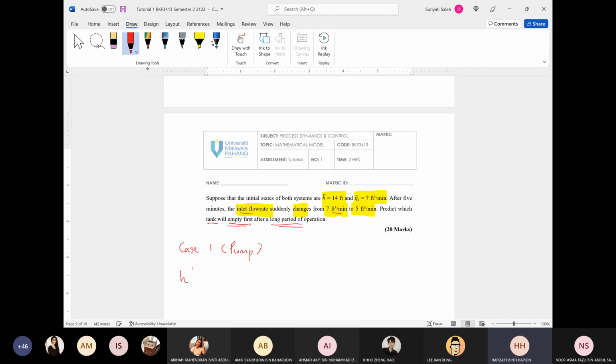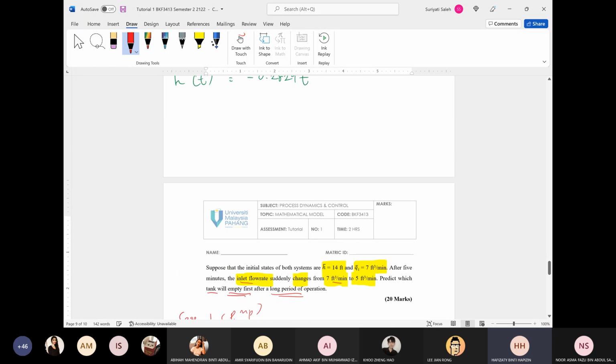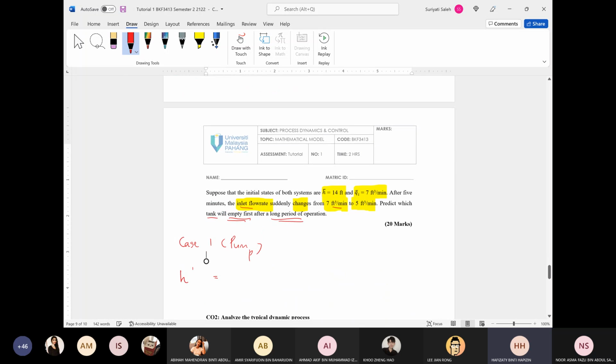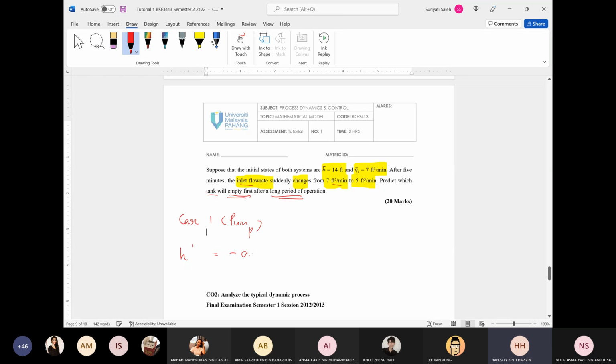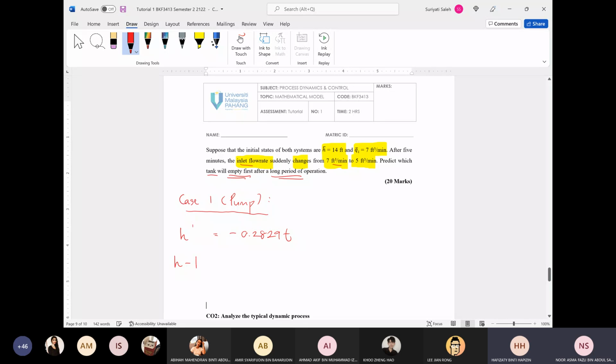H prime equal to 0.2829 T. Alright, so now we know that the H prime here represents H minus H bar, equal to negative 0.2829 T. Now we know that the H bar is 14.